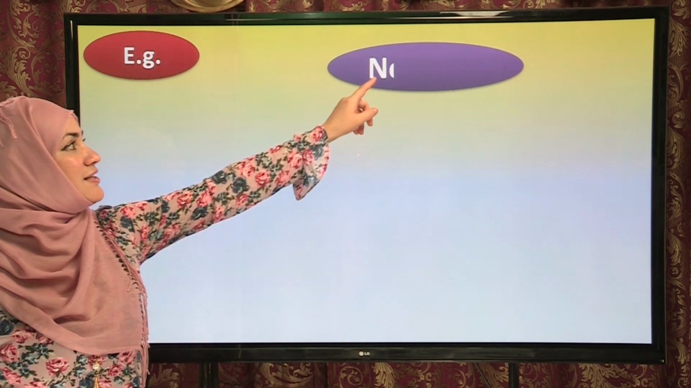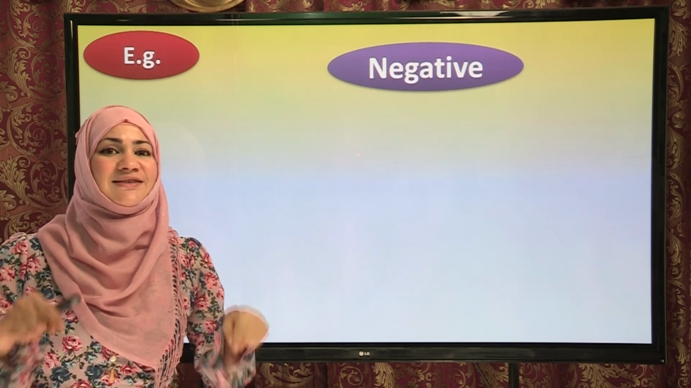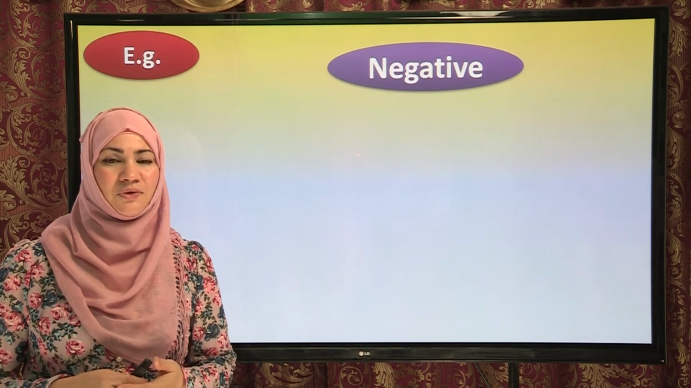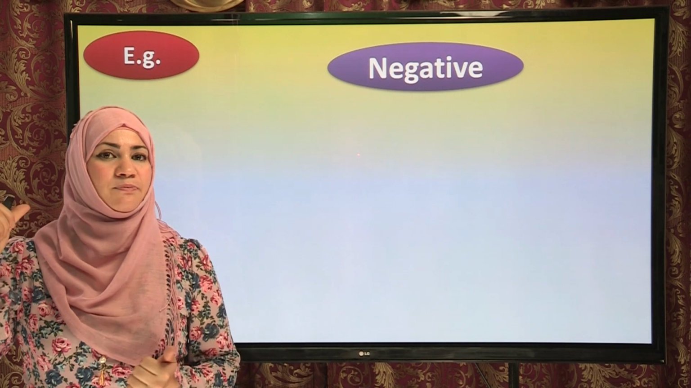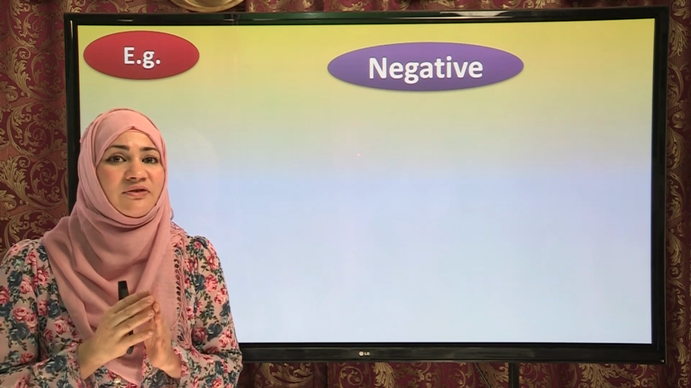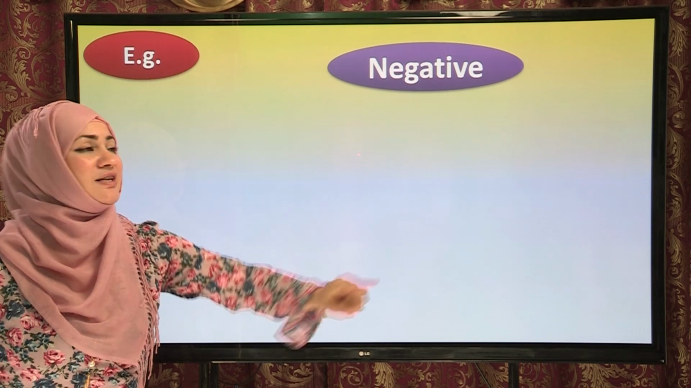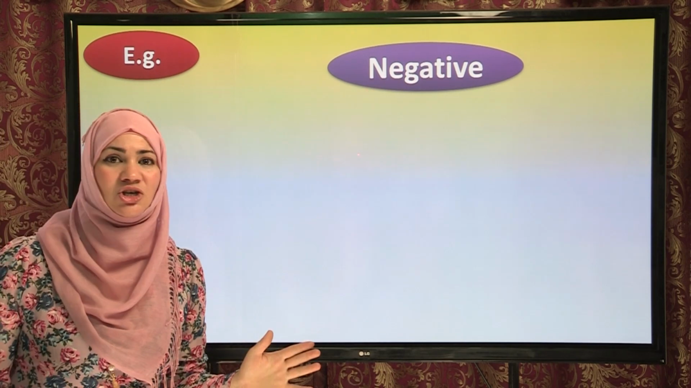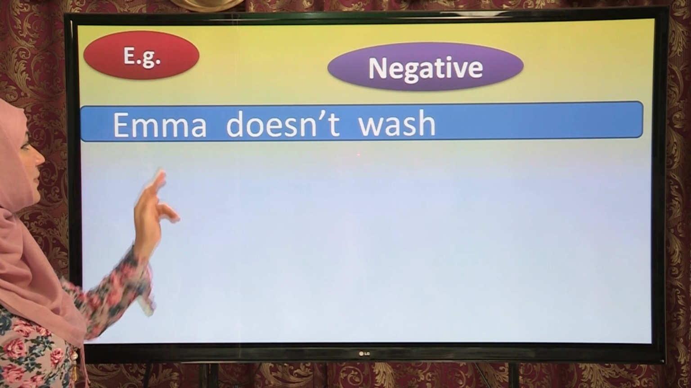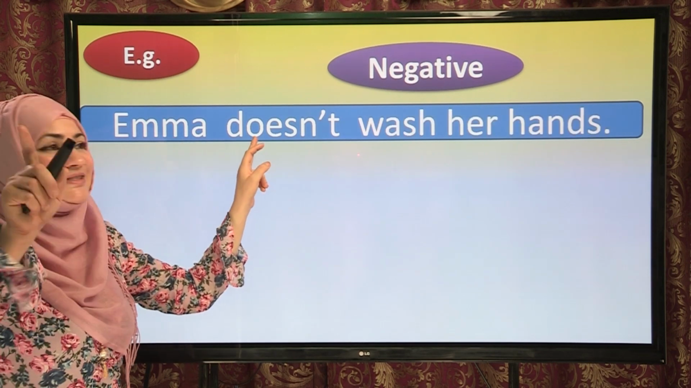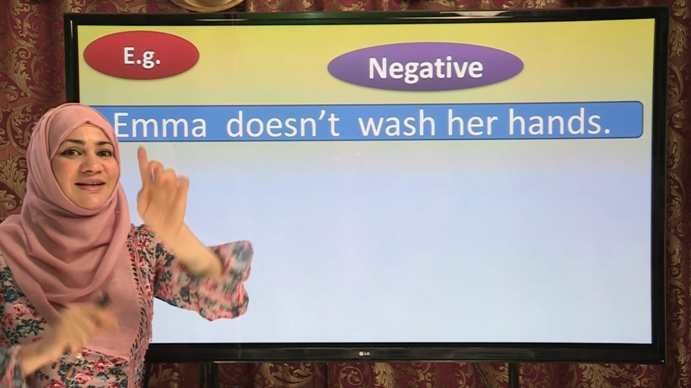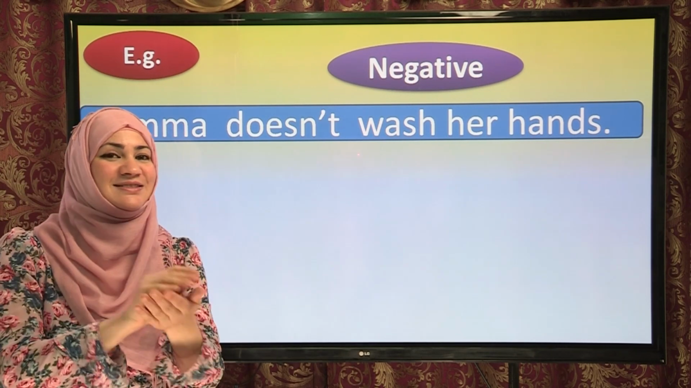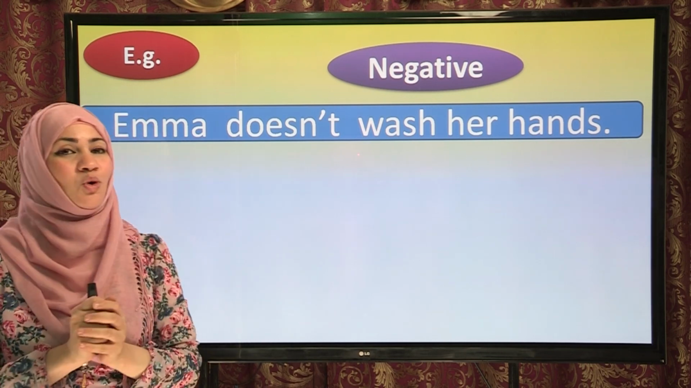Yes, another example. But this example is a negative. We are still in present simple, we are still in present passive. We have seen present passive in positive. The second point is present passive in negative. Example: Emma doesn't wash her hands. Emma doesn't wash her hands.